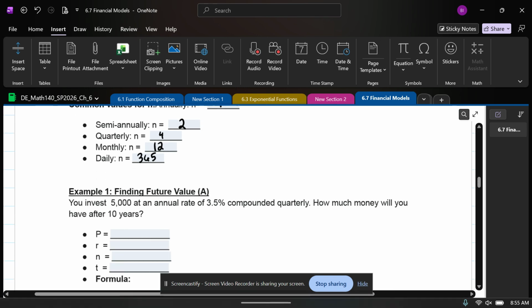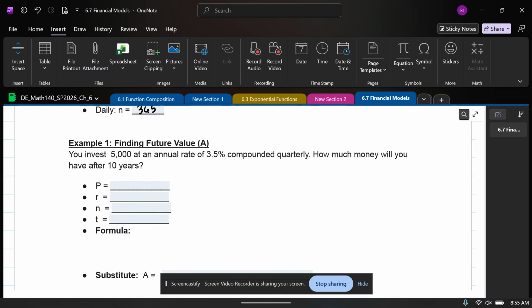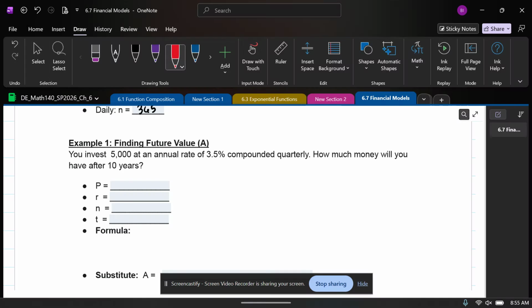How do they go? All right, so let's get an example here. So here we have, you're investing $5,000 at an annual rate of 3.5% compounded quarterly. So when you see those words, compounded quarterly, that's what tells me that I'm going to use the compound interest formula. So I'm going to use that formula, A equals P times (1 plus r over n) to the nt. That's the formula that I'm going to fill in the stuff for, okay?